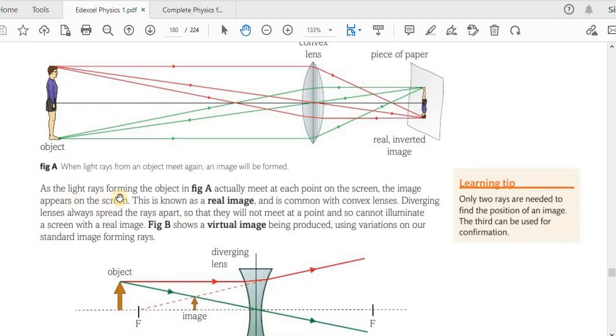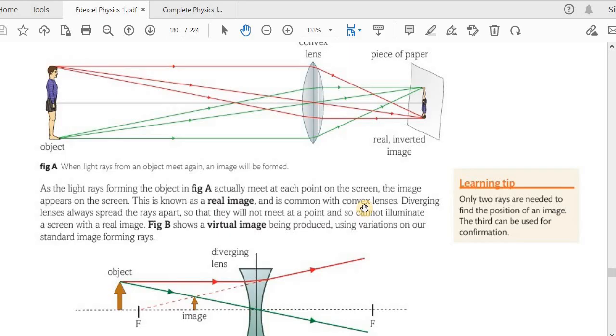As the light rays forming the object in figure A actually meet at each point on the screen, the image appears on the screen. This is known as a real image and is common with convex lenses. So with convex lenses you can get real images, and also you can get virtual images.